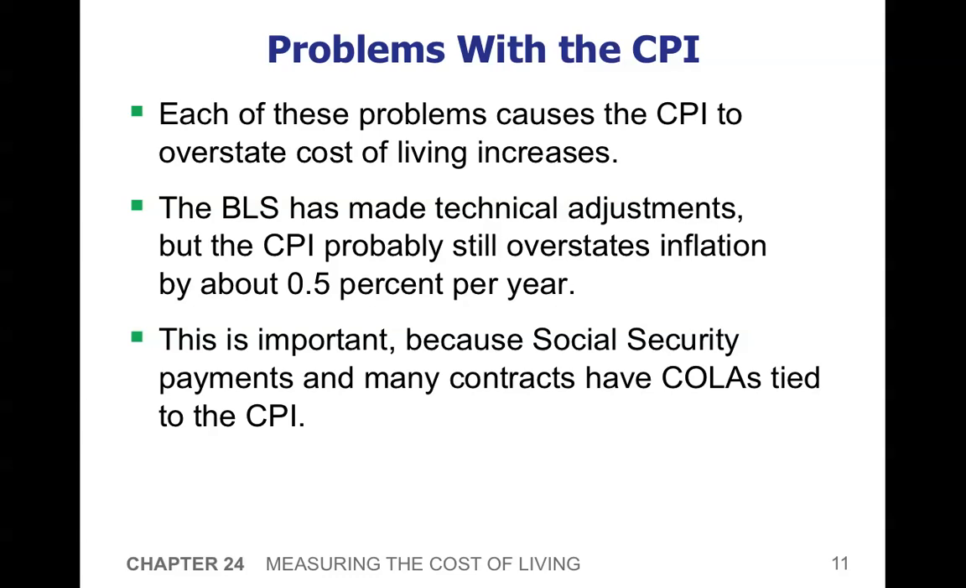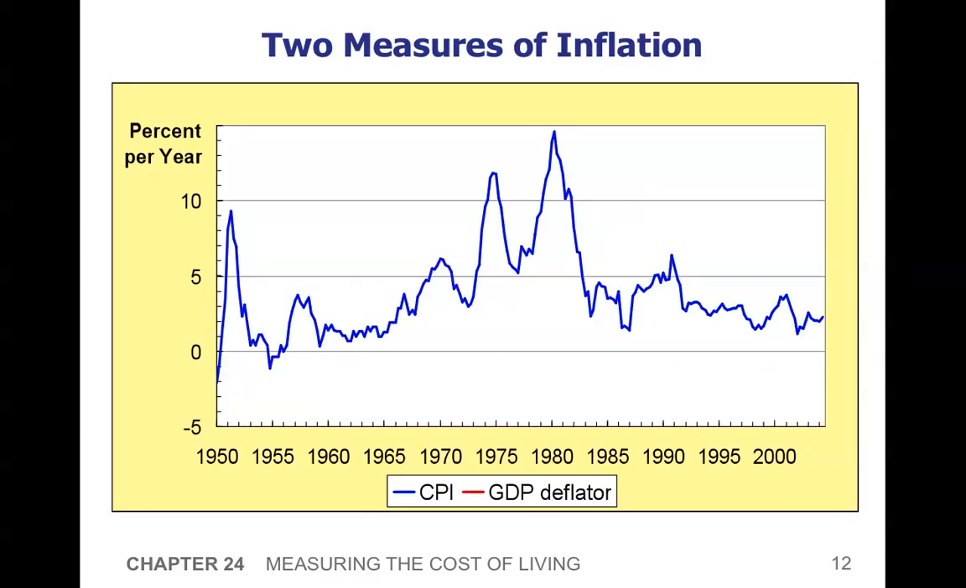Okay, now let's compare the CPI and the GDP deflator. We looked at the GDP deflator in the last chapter, and now we're looking at the CPI. And here are the two. They roughly move in the same direction, but it sure looks like from here that the CPI, shall we say, is a bit more volatile than the GDP deflator.